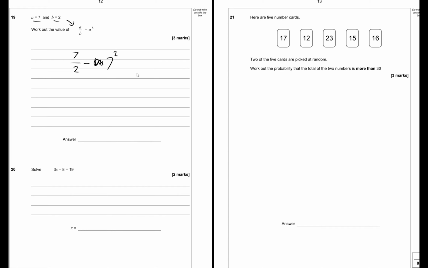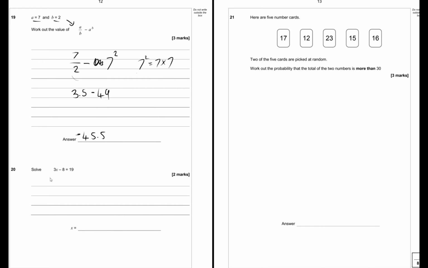Let's simplify this. 7 over 2 simplifies to 3.5 minus 7 squared. Remember, 7 squared equals 7 times 7, which equals 49. Now, 3.5 minus 49, what are you going to get? You're going to get minus 45.5.